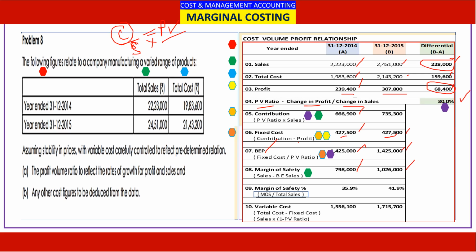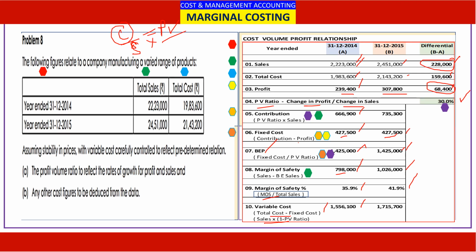Margin of safety percentage is margin of safety divided by total sales. 798 divided by 22,23,000 is 35.9%. Here 1026 divided by 2451 is 43.9%. What is the variable cost? Total cost minus fixed cost is equal to variable cost, or variable cost is also sales into 1 minus PV ratio. This is another way of doing it, but this is a simple way. Total cost minus fixed cost gives you variable cost.